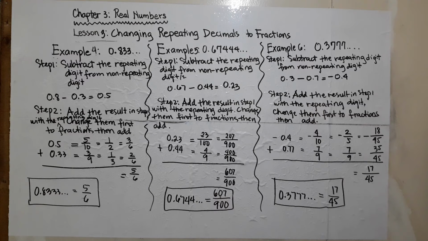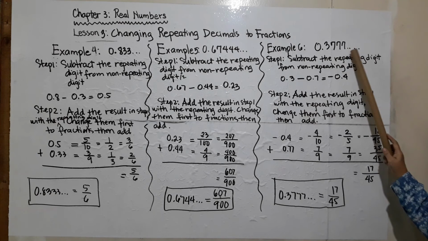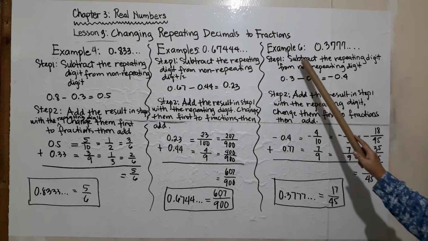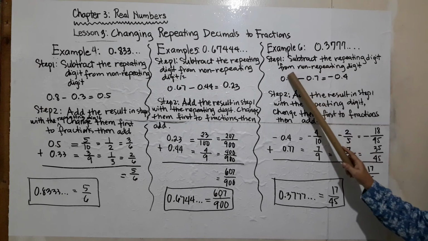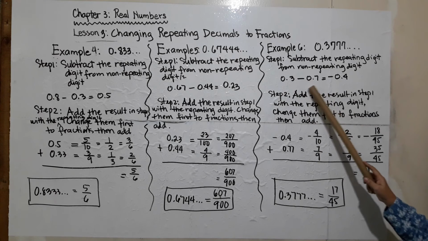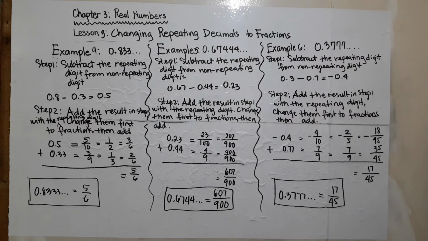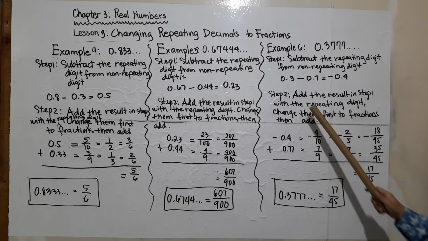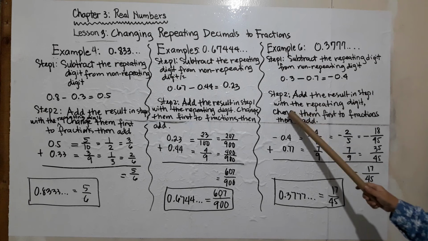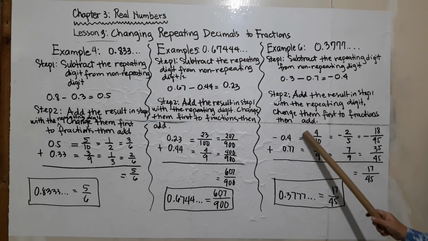What about example number 6? So, 0.3777. There is only 1 digit that keeps on repeating. Step 1, subtract the repeating digit from the non-repeating digit. This is the non-repeating digit. This is the repeating. The answer is negative 0.4. Don't be afraid if the answer in step 1 is negative. Add the result in step 1 with the repeating digit. Change them first to fractions, then add.